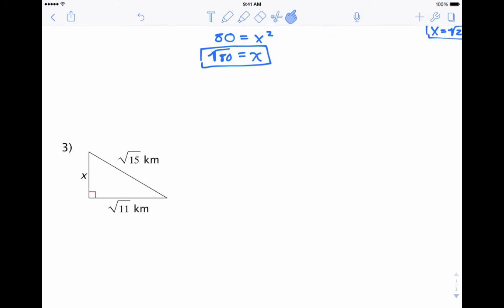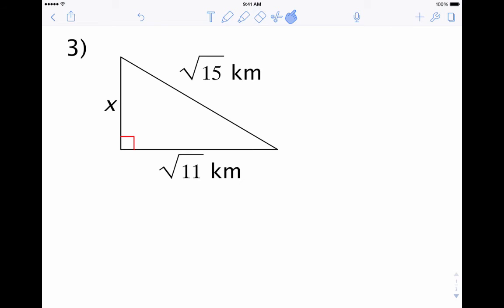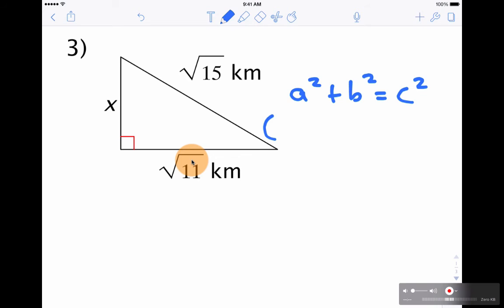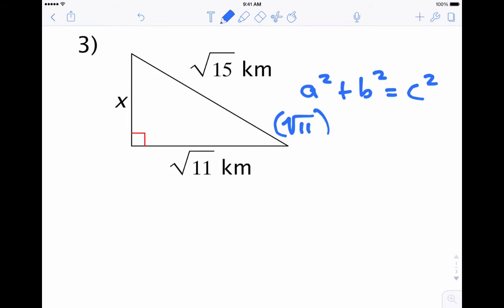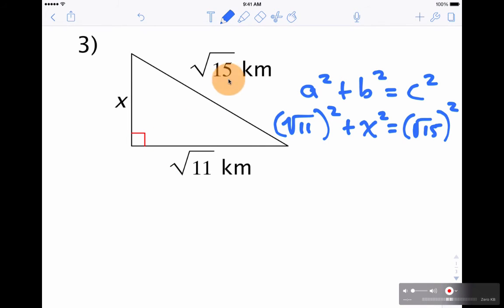One more example. Holy cow, a lot of square roots all over the place. So once again, we do know the length of our hypotenuse. We do know the length of one of our legs. We do not know the length of our second leg. So again, it looks like a job for the Pythagorean theorem. We do know the length of one of our legs, the square root of 11, squared, plus unknown number x squared equals the square root of 15, that number squared, right? The square root of 15 was the length of our hypotenuse.